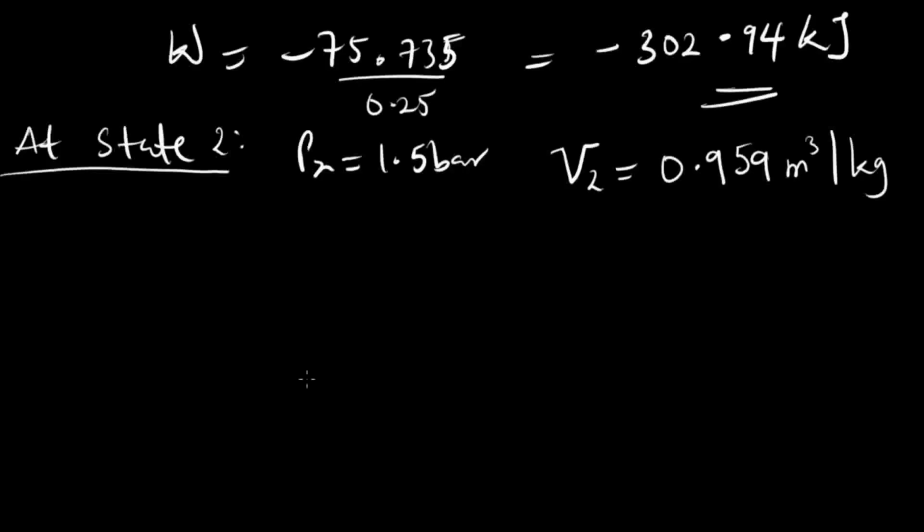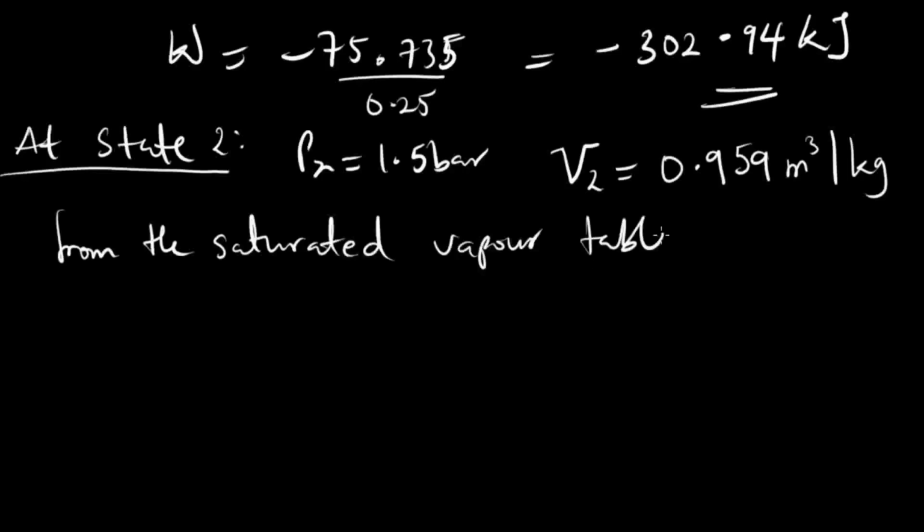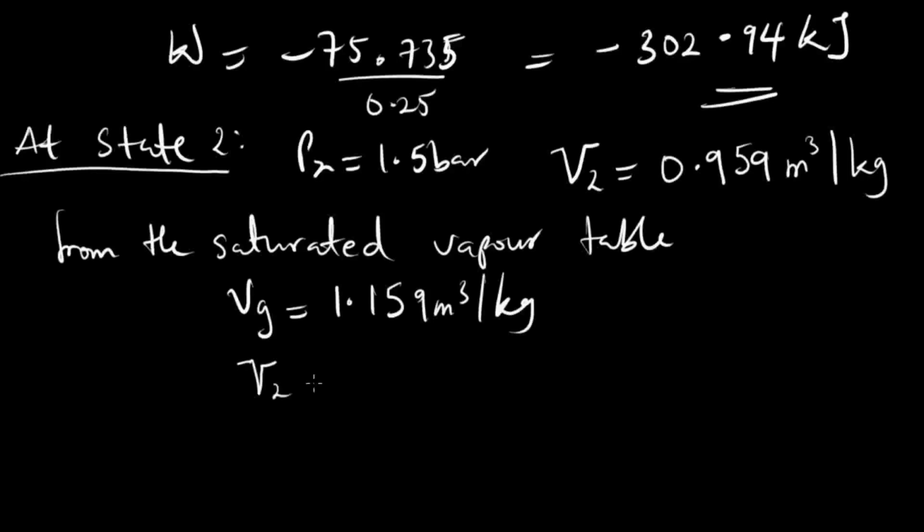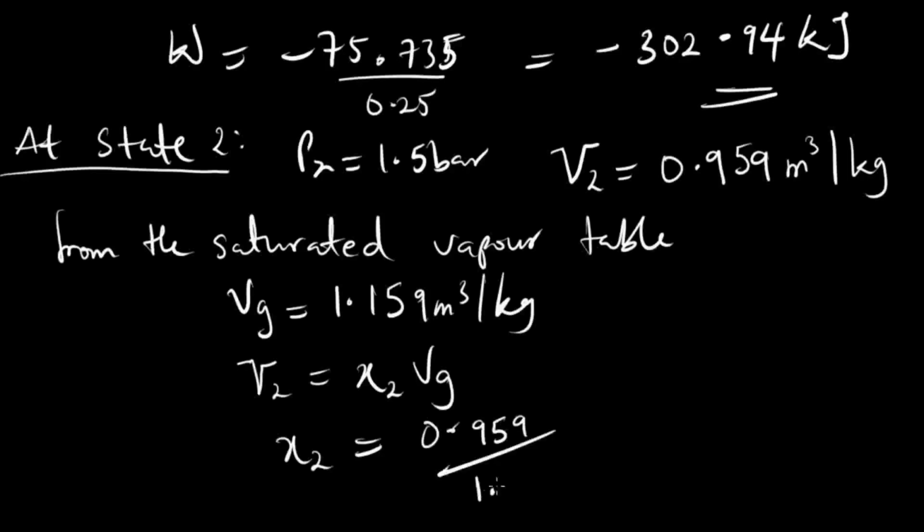So now from the saturated vapor table, we have that at the pressure P2 1.5 bar, Vg is equal to 1.159 meter cube per kilogram. So as we all know, specific volume is this. So x2 will give us 0.959 over 1.159, which is 0.827.